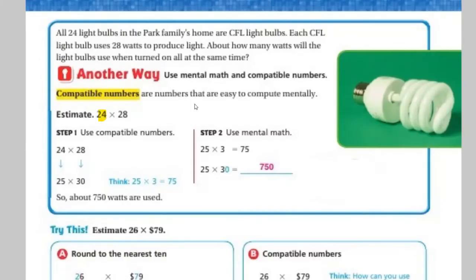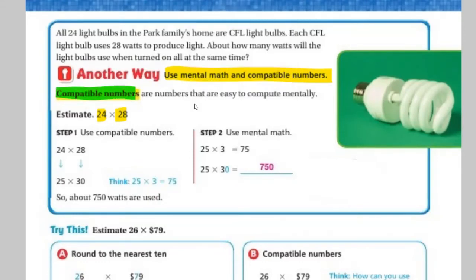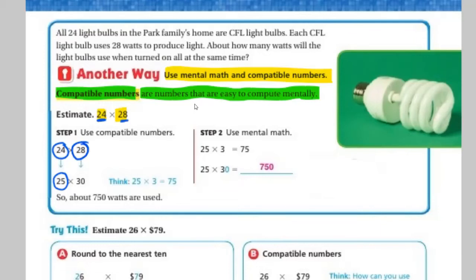Now let's estimate 24 by 28. Let's use mental math and compatible numbers. Compatible numbers, what's the meaning of compatible numbers? Compatible numbers are numbers that are easy to compute mentally. 24 multiplied by 28. 24 is close to 25, okay? And 28 is close to 30. So let's convert it into 25 multiplied by 30.